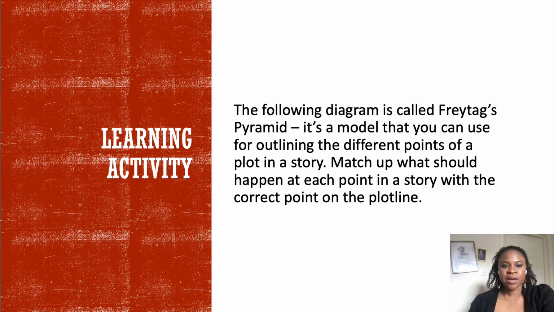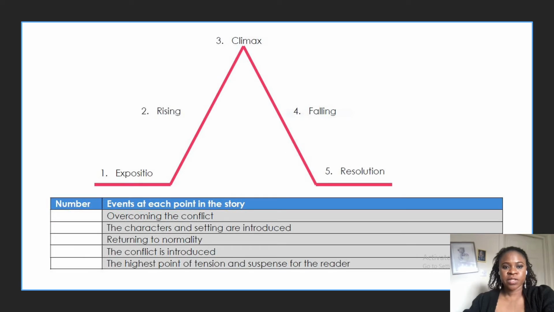So for an activity, the following diagram is called Freytag's Pyramid. I'm going to show you the diagram in a moment. It's a model that you can use for outlining the different points of a plot in a story. So match up what should happen at each point in a story with the correct point on the plot line. And here's what I mean. I have borrowed this diagram from the Brilliant Club.